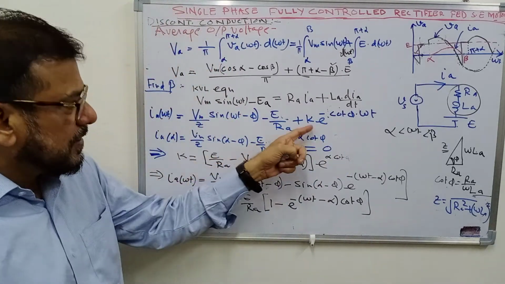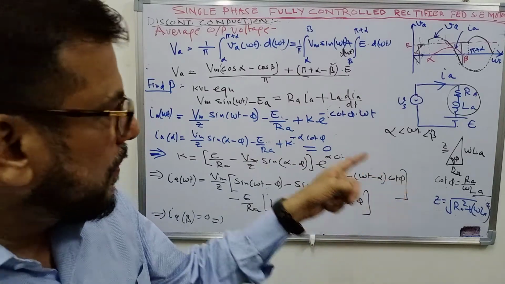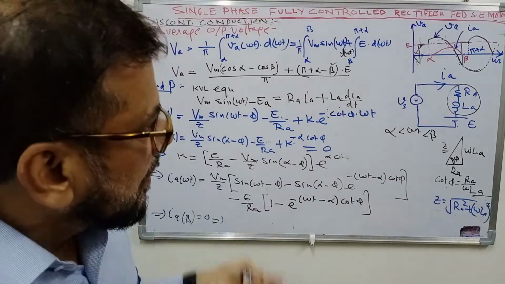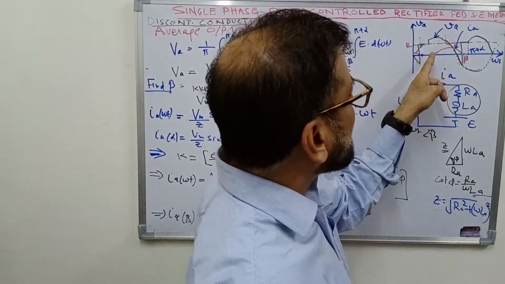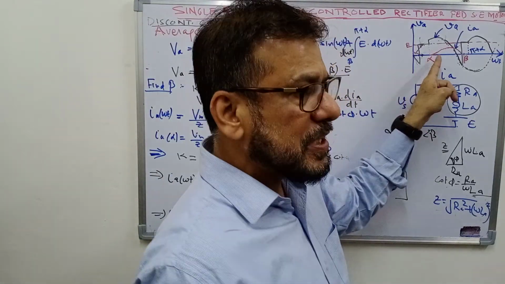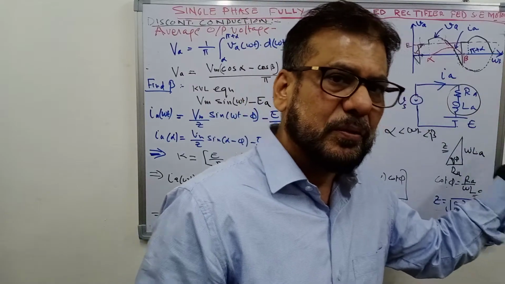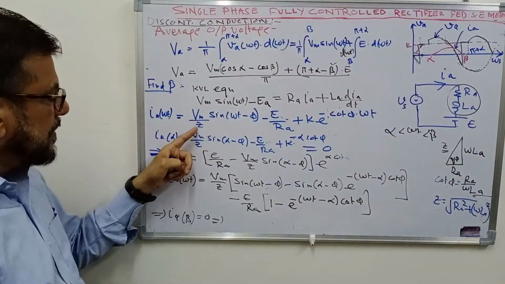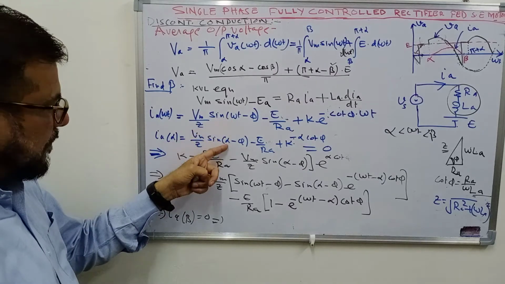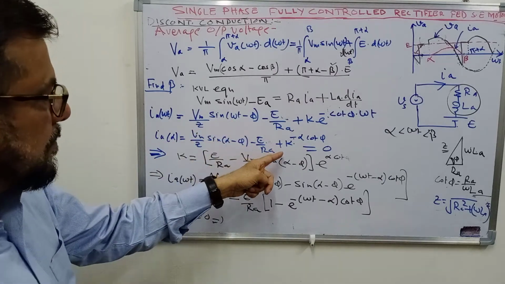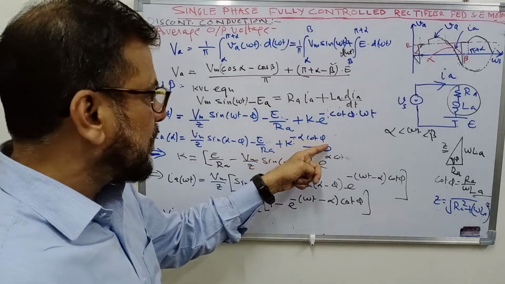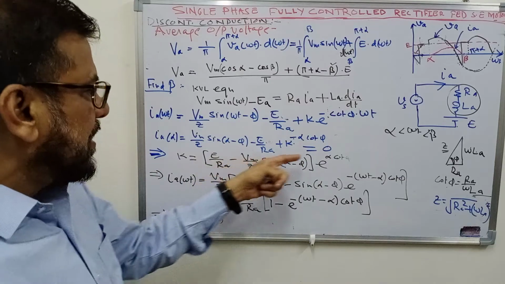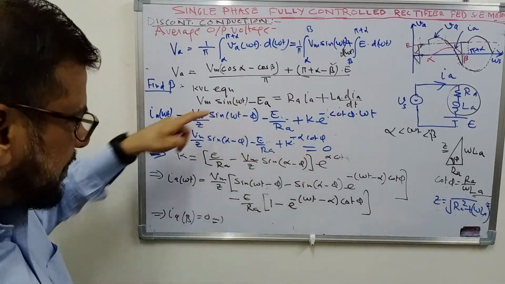Now in this the constant k is not known, so you have to determine the value of k using some boundary condition, and the boundary condition that is readily known to you is that at omega t equal to alpha the current is equal to 0. So just put omega t equal to alpha and find out Ia alpha. So Vm by Z sin alpha minus phi minus E upon Ra plus k into minus alpha cot phi. Because of omega t I put alpha here. So this is the equation, and everything is known to you.